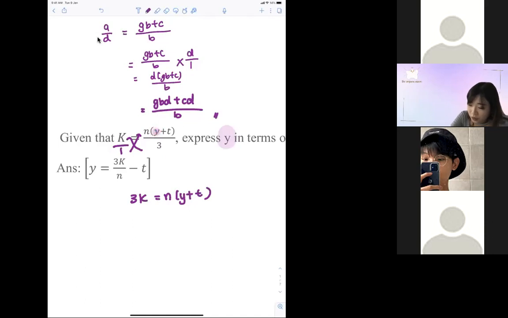Okay, then slowly your subject is inside the bracket. So bring the n over first, times, bring over divide. When the n is gone, there's no need for the bracket. Okay, so by bringing the n over, you remove the bracket as well. So the last thing to do, plus bring over minus. So y equals to 3k over n minus t.